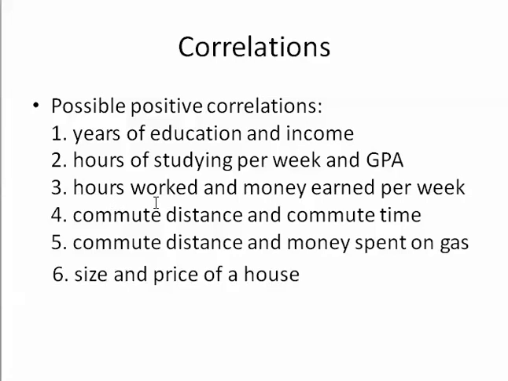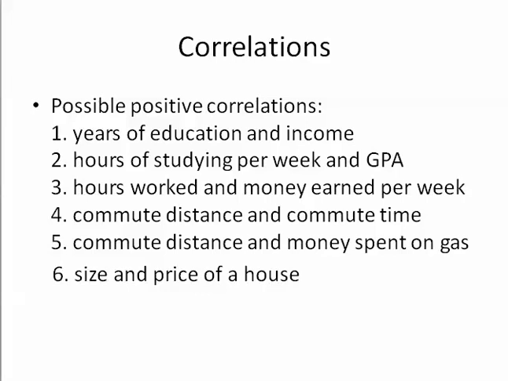People who work more hours per week earn more money per week on average. So this is also a positive correlation. Also, I said earlier that a person with a longer commute distance typically has a longer commute time. So this is also a positive correlation. People with longer commute distances also typically have more money being spent on gas. So this is also a positive correlation. And finally, larger houses typically cost more. So the size and the price of a house are positively correlated.